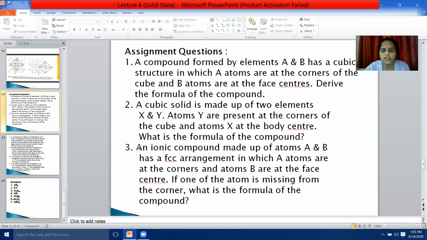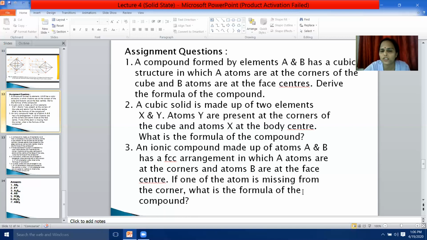The third question is: an ionic compound made up of atoms A and B has an FCC arrangement in which A atoms are at the corners and B atoms are at the face center. But look at the question that follows: if one of the atoms is missing from the corner, what is the formula of the compound?